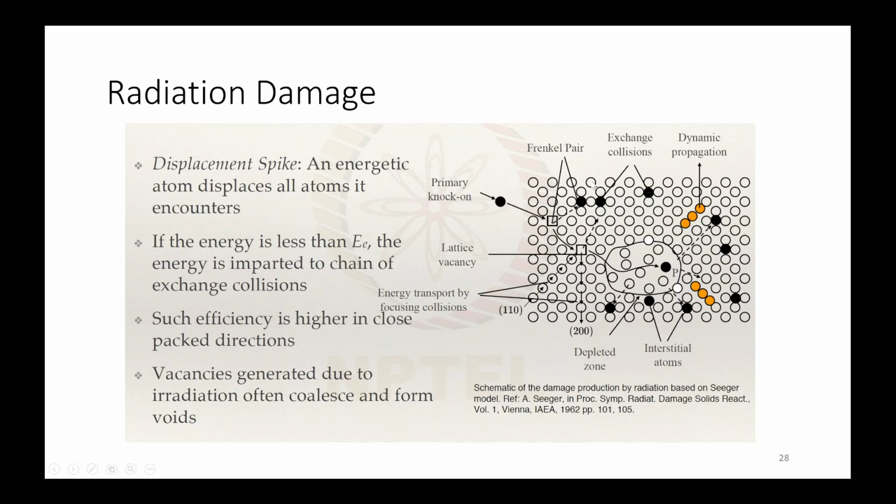Now, formation of Frenkel pair, exchange of collisions, dynamic propagation. For example, if this is your close packed direction, then in this direction there will be more accumulation of these defects. Primary knock-off: for example, this neutron is coming and knocking your atom off its original position, and there can be a lattice vacancy and energy transport by focusing collision. So these all might occur.